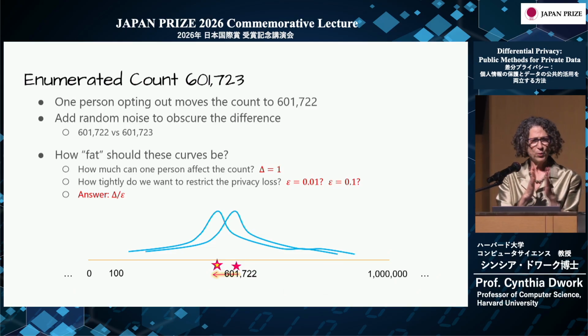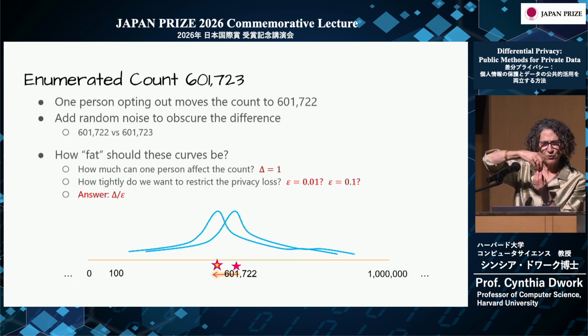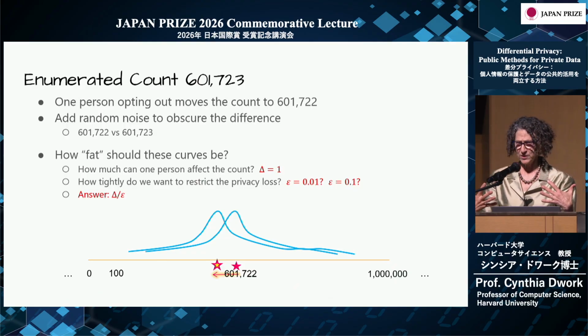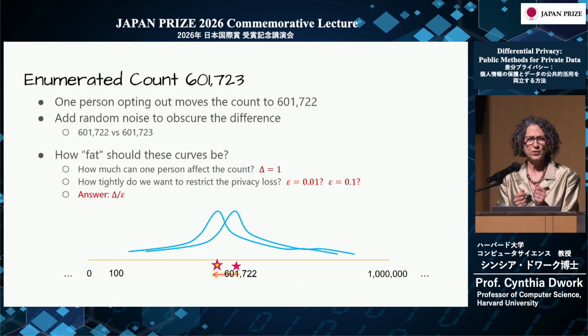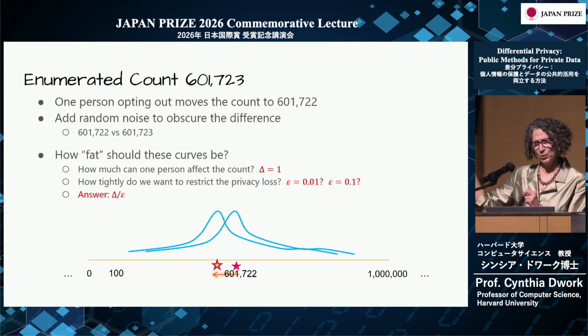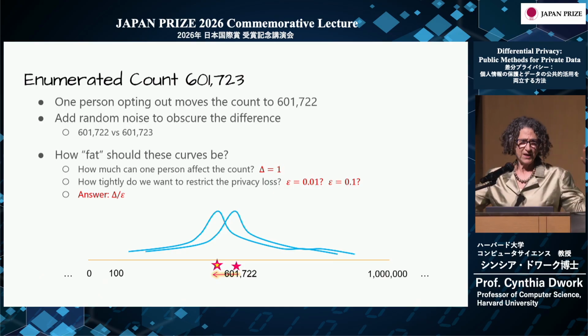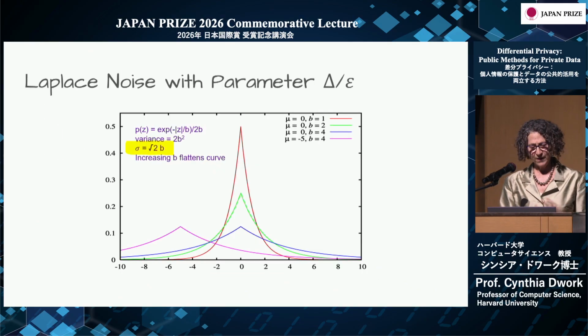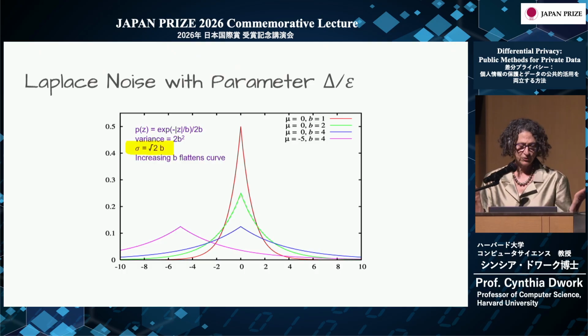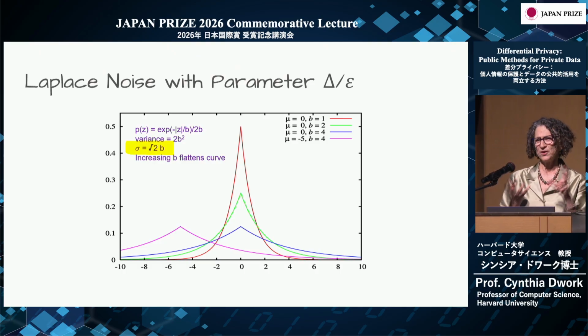If we don't have much privacy concern, then the distribution can be centered very tightly around the truth. But if the privacy concern is high and we want to make sure that we have really good privacy protection, then we want epsilon to be very small. And there it sits in the denominator. So when it's smaller, the curve again is going to be fatter. And the exact answer is we use a Laplace distribution with parameter delta over epsilon. But the intuition is in the previous.